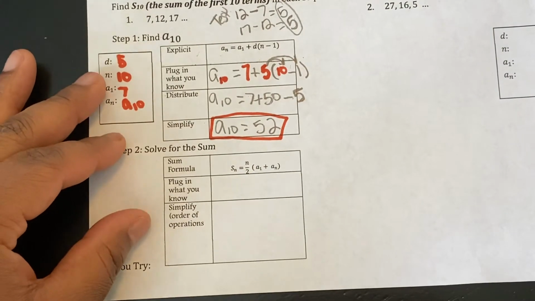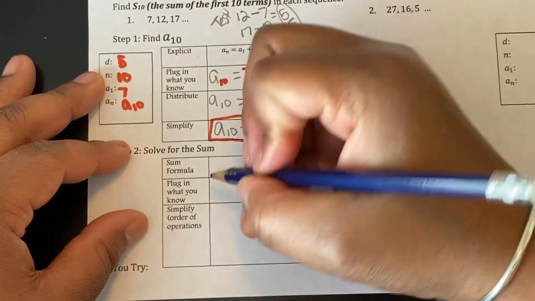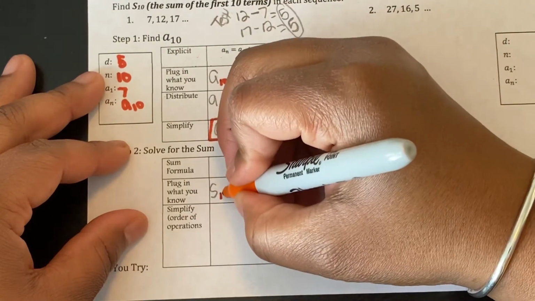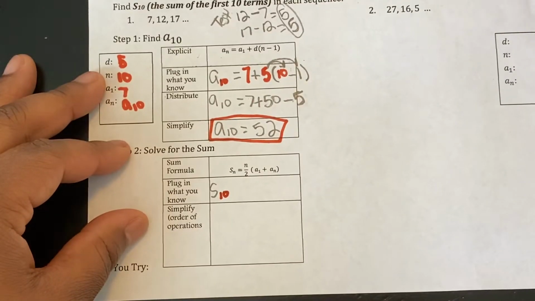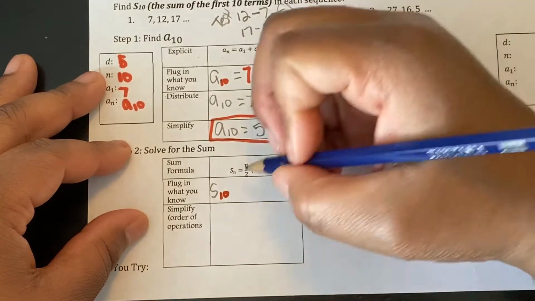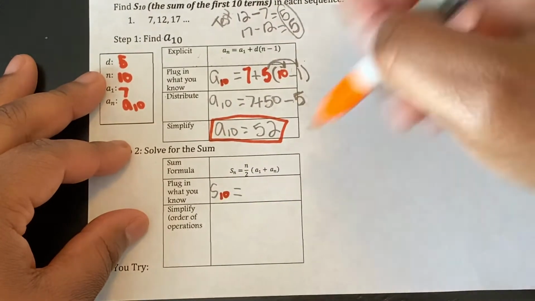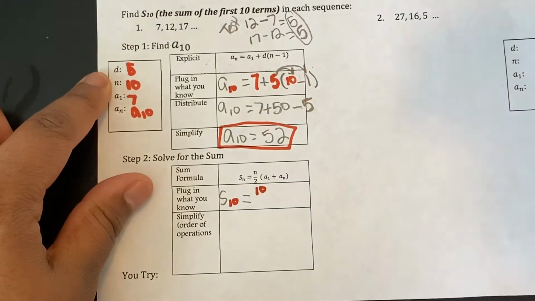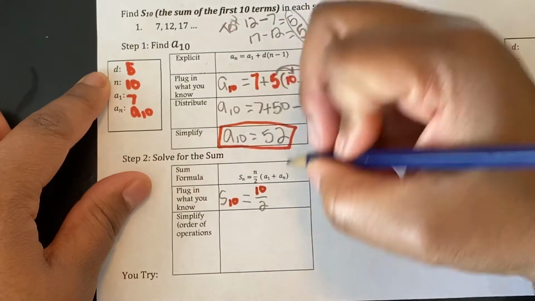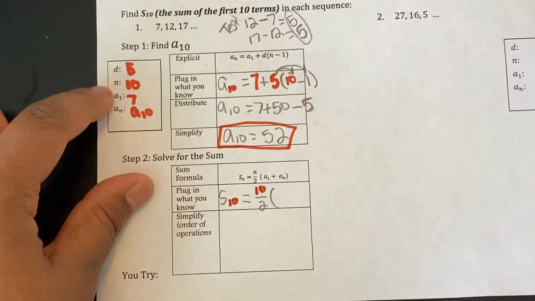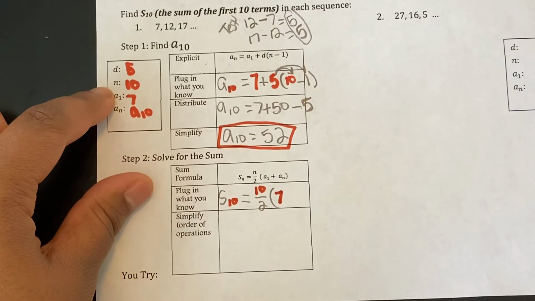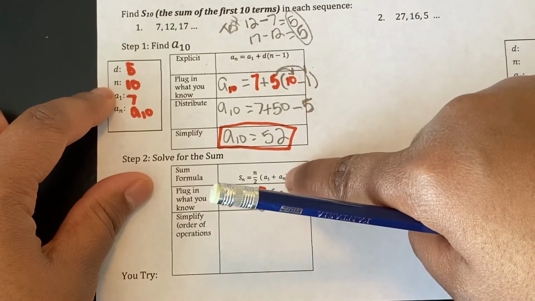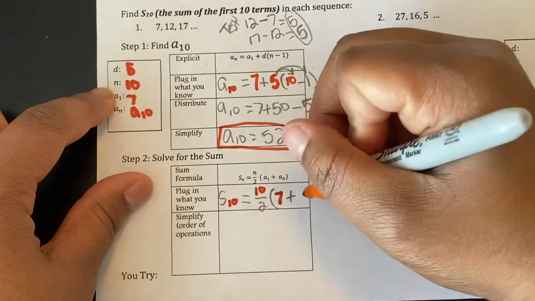So now this becomes, here goes the formula right here, S sub 10. We're looking for the 10th term, so it's S sub 10. No, we're not looking for the 10th term. We're looking for the sum of the first 10 terms. S sub 10 equals 10 divided by 2 times a sub 1, which we know is 7, plus a sub 10, which we know is 52.